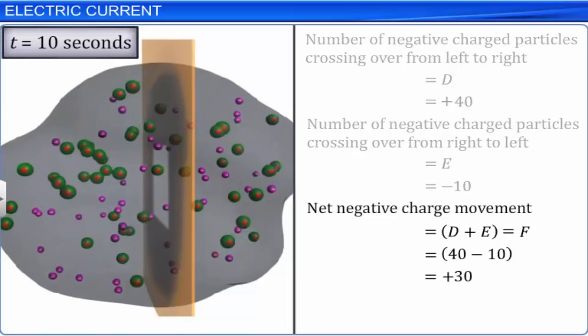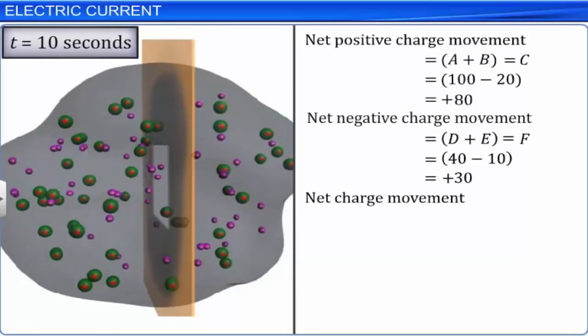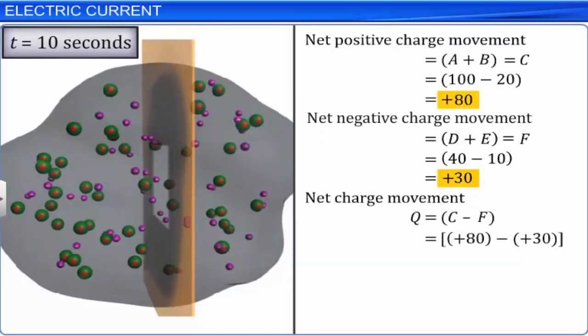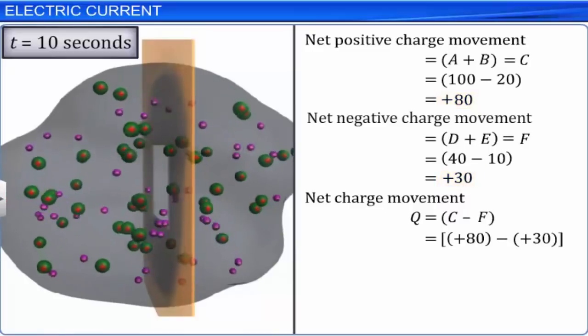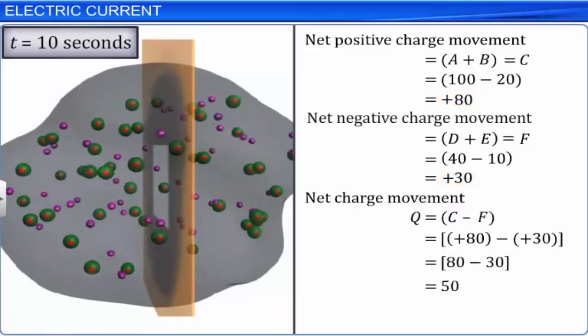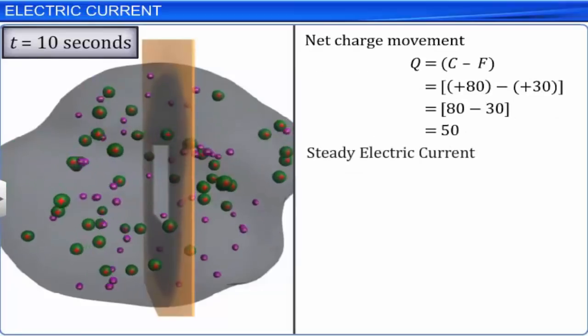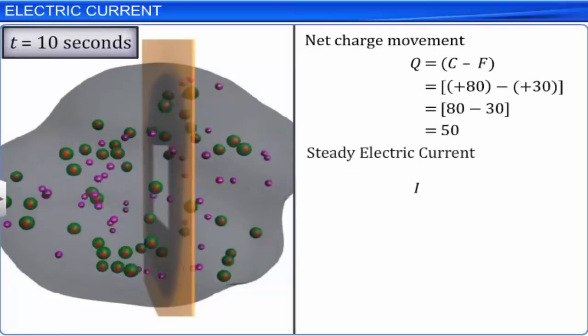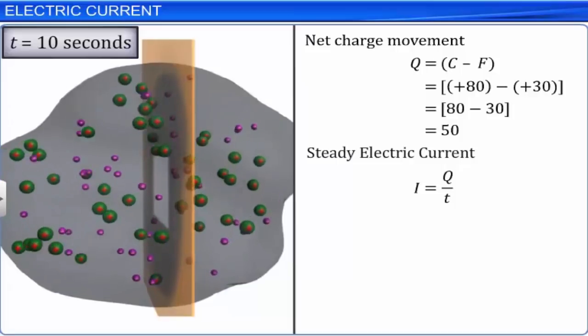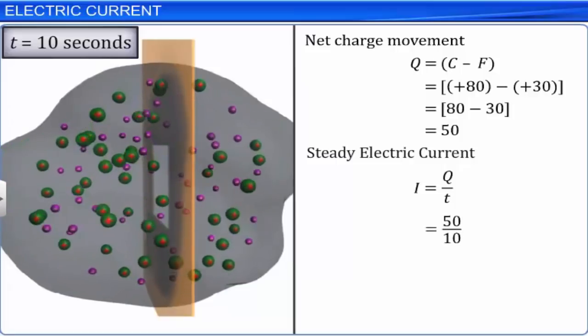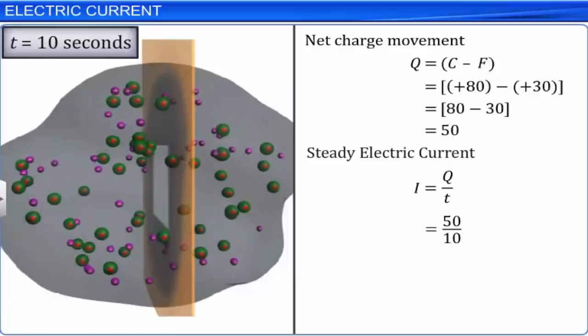The net charge movement Q is equal to C minus F, which is equal to 50. A steady electric current I is denoted by Q by T. By substituting the values of Q and T, we get the value of I as 5 units.